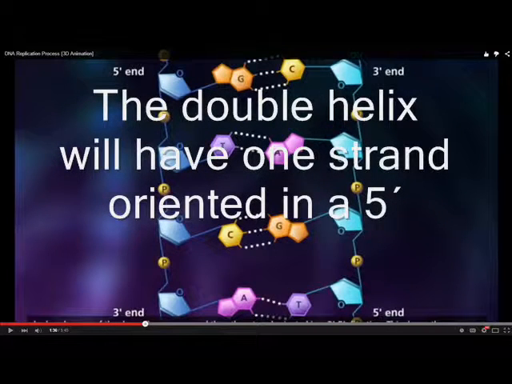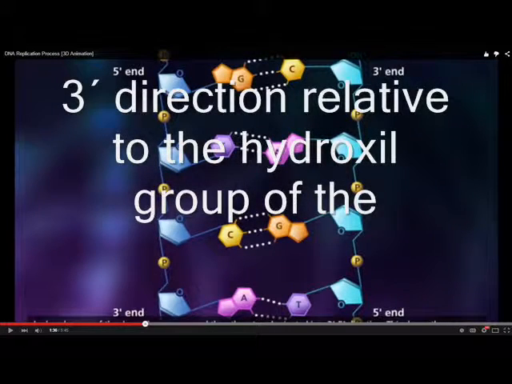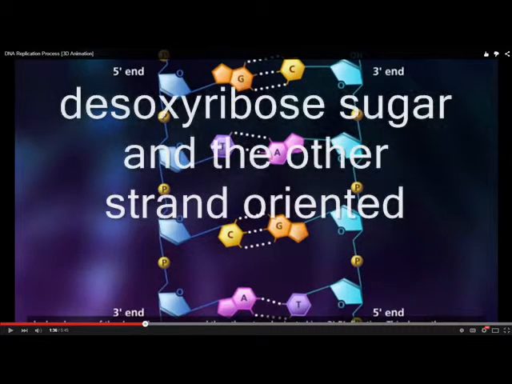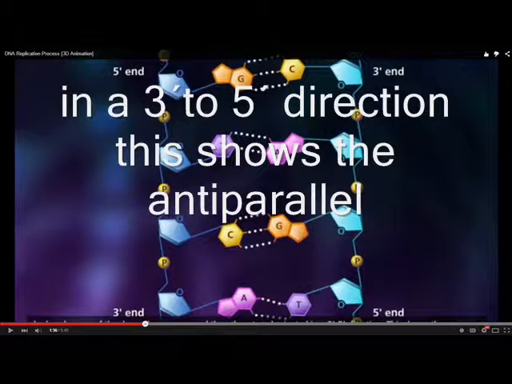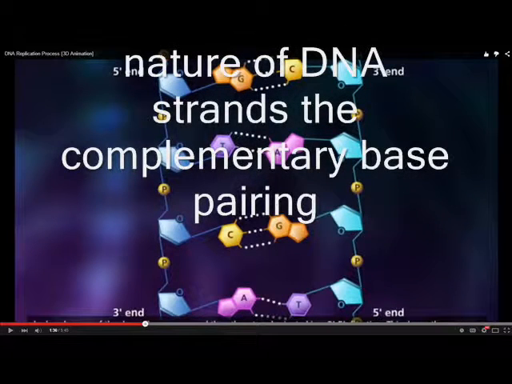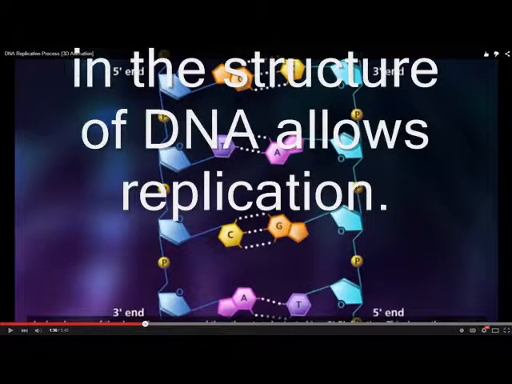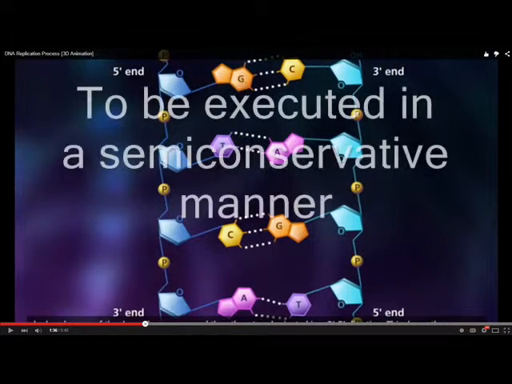The double helix will have one strand oriented in a 5' to 3' direction relative to the hydroxyl group of the deoxyribose sugar, and the other strand oriented in a 3' to 5' direction. This shows the antiparallel nature of the DNA, which strengthens the complementary base pairing. This structure of DNA allows replication to be executed in a semi-conservative manner.